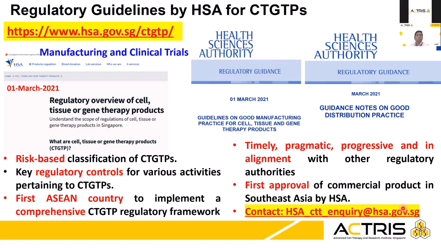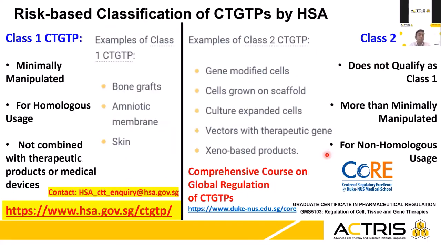Further to that, I just wanted to touch base briefly on the risk-based classification of CTGTPs that has been defined for the general audience, right? There's a class 1 CTGTP and a class 2 CTGTP. Let's focus on class 1 CTGTP, which are minimally manipulated. This refers to the techniques that you perform in the manufacturing process. Basically, minimal manipulation has a definition of certain things that are within the scope. You can find it in the documents that can be found here. These products are for homologous usage and must not be combined with therapeutic products or medical devices, right?